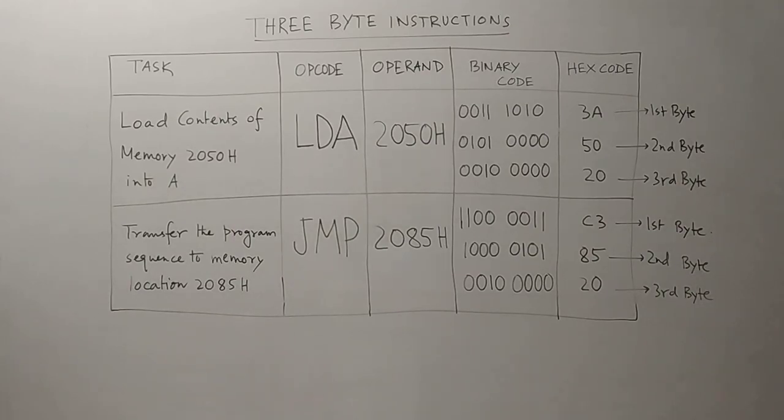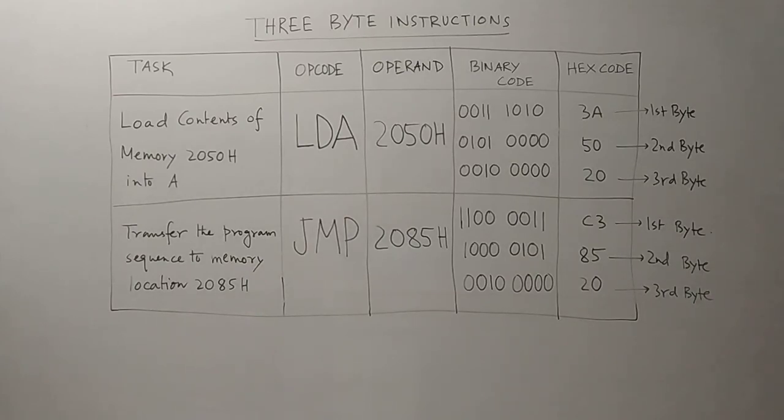So now there will be 3 binary codes, meaning binary patterns. 0011 1010. The corresponding hex code is also given. You can see from the table it is 3A. Then 0101 0000, the hex code of 50. Then 0010 0000, hex code of 20. So here 3A is our first byte, 50 is our second byte and 20 is our third byte.